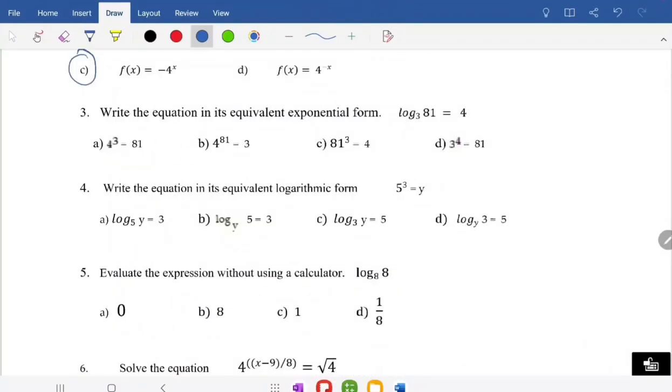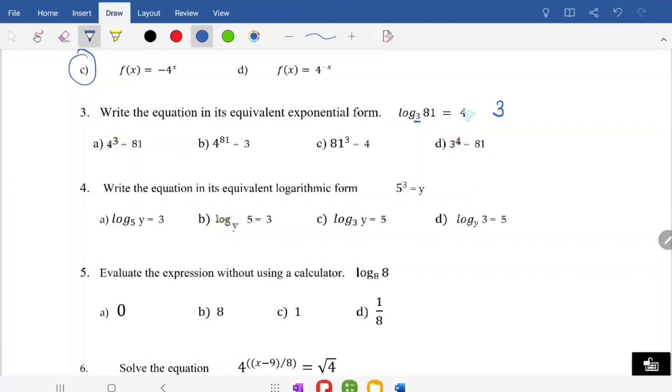Let's look at question 3 now. It says write the equation in its equivalent exponential form. So we have been given a logarithmic equation here. We have to write it in exponential form. Whether it is a logarithmic expression to an exponential expression or vice versa, always start with the base. So the base of the logarithmic equation has a 3 in it. That is going to be the base of the exponent, 3.